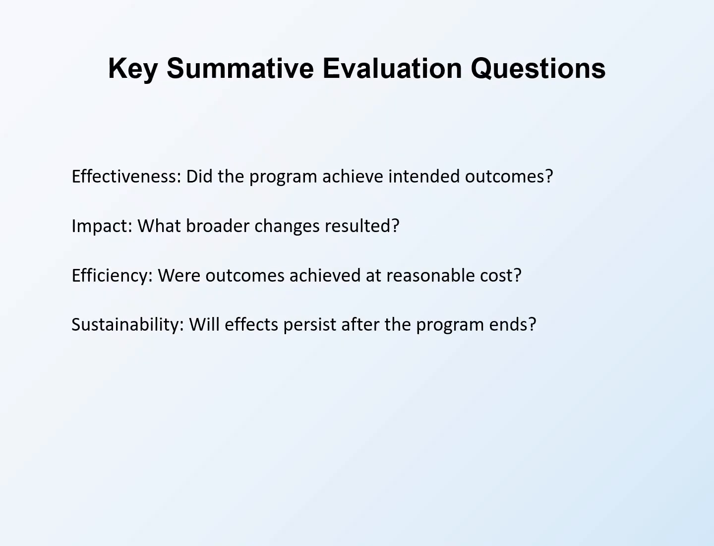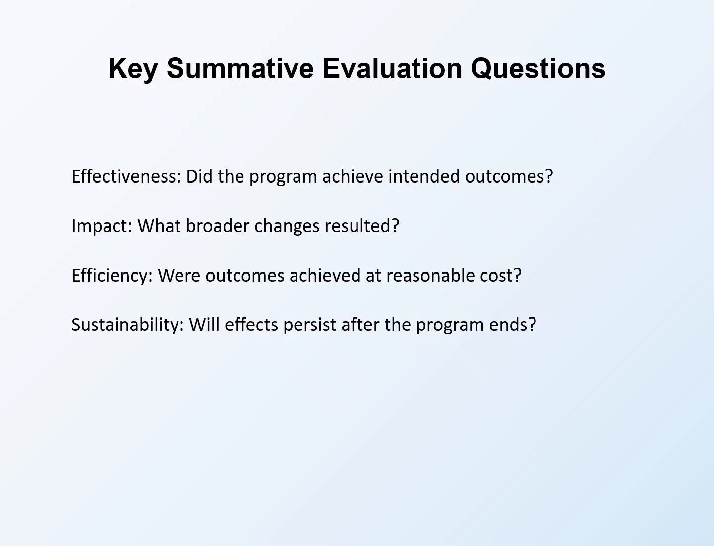Key summative evaluation questions focus on results. Effectiveness asks whether the program achieved intended outcomes. Did participants change as expected? Were targets met? This is the core summative question. Impact asks what broader changes resulted. Beyond individual participants, what community or system changes occurred? Impact extends beyond direct effects.